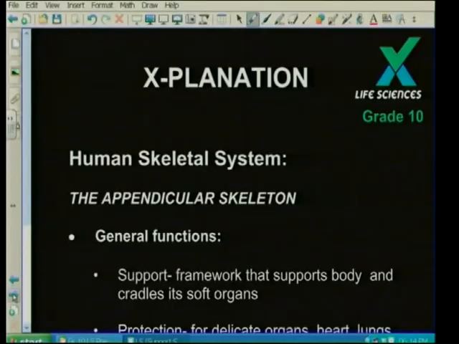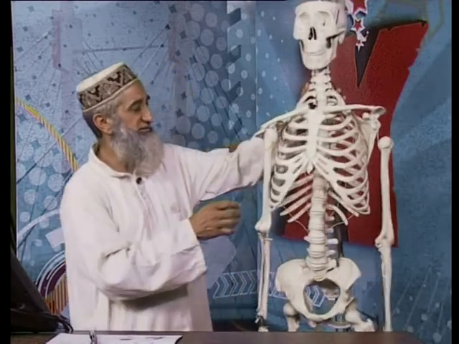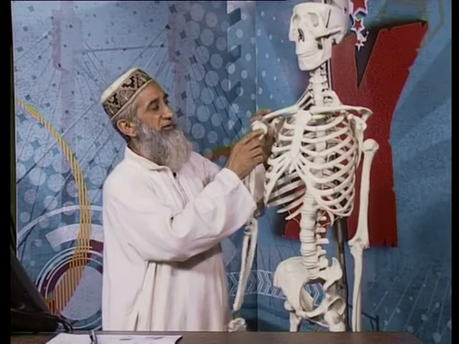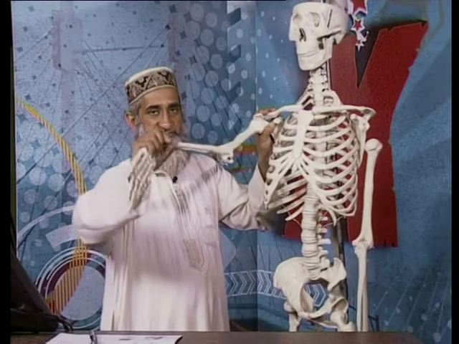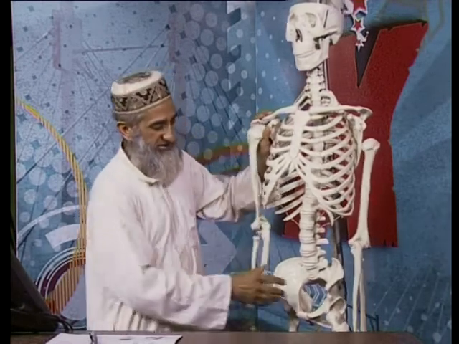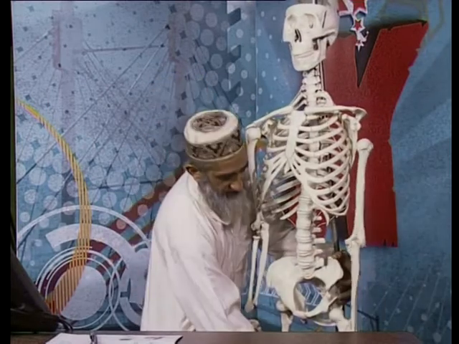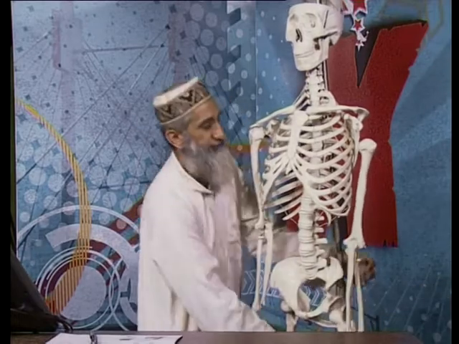Before we move on to the next slide, let's go back to Mr. Bones. He's waiting for us patiently. And remember, we discussed now the pectoral girdle and the upper limbs. And we discussed the pelvic girdle, this one here, and the lower limbs. We'll look at that each on their own.